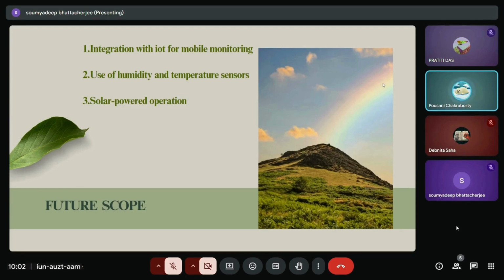To summarize, the automatic plant watering system is a smart, simple, and eco-friendly solution that uses Arduino technology to maintain soil moisture efficiently. It helps conserve water, saves time, and ensures healthy plant growth. The best part is it's affordable and can be built easily by students. With small improvements, it can play a big role in the future of smart agriculture and sustainable living. As I like to say, technology grows where we water it wisely.